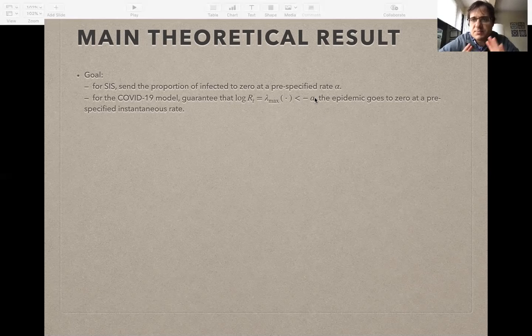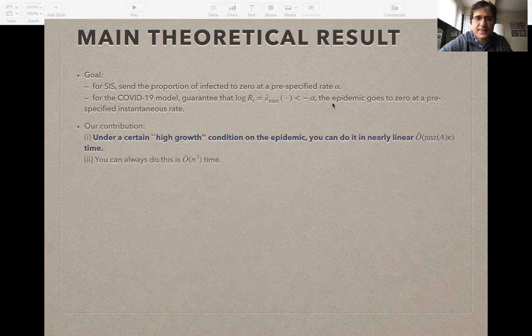Okay, so now the problem is well defined. You have an epidemic model, you have a goal, you have an action you can take, and you have a way to measure the cost of an action. So now we can ask, given a rate alpha that you want to achieve, what is the cheapest lockdown to achieve that alpha? And the main theoretical result behind the work that I'm presenting is that you can solve this problem quite efficiently. Under a certain condition, which we call the high growth condition, you can do it in essentially linear time.